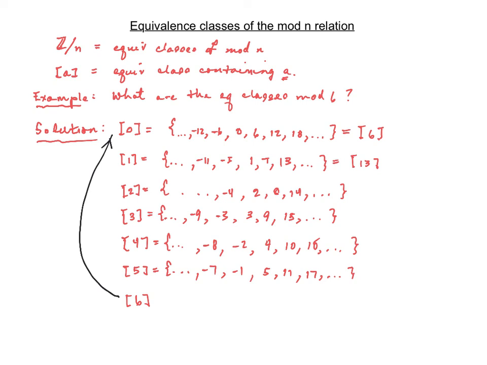And notice that if you take the equivalence class containing 0, the equivalence class containing 1, down through the equivalence class containing 5, and you look at the union of all of those sets, you'll get exactly the set of integers with no overlap. So that's exactly what we wanted to have happen. So this is telling us that Z mod 6, that is the equivalence classes of the mod 6 relation, are 0, 1, 2, 3, 4, and 5.